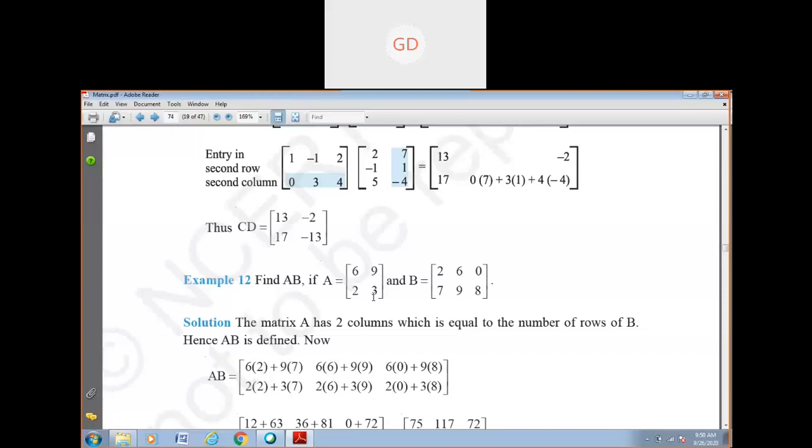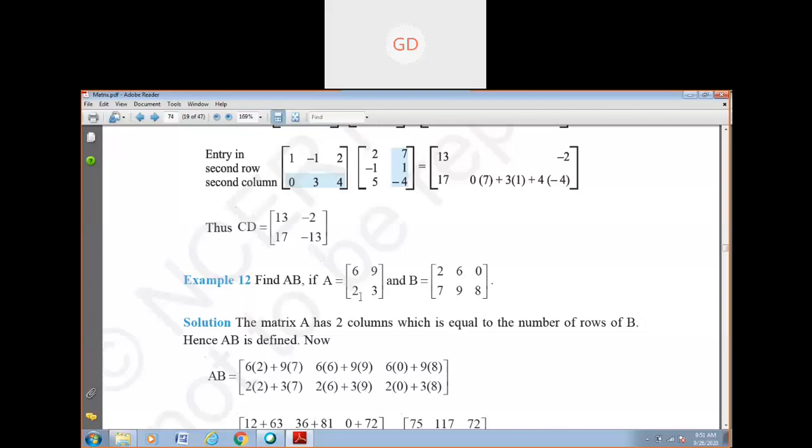Similar way, second row into first column, second row into second column, second row into third column. So second row into first column: 2 into 2 and 3 into 7. These results we have to write in the second row because we are multiplying by the second row. So second row into first column is this. Now second row into second column: 2 into 6, 3 into 9.